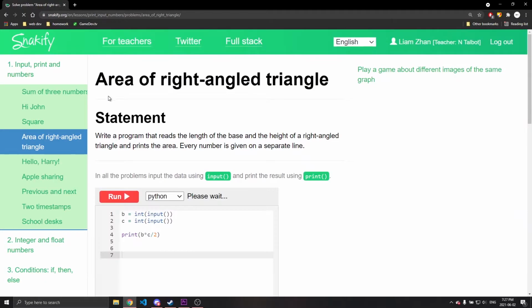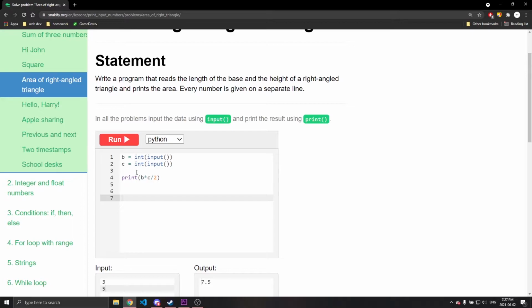So area of a right triangle. This is base times height divided by 2. We already learned that in math. So we get the two variables and then do the formula to get the area.